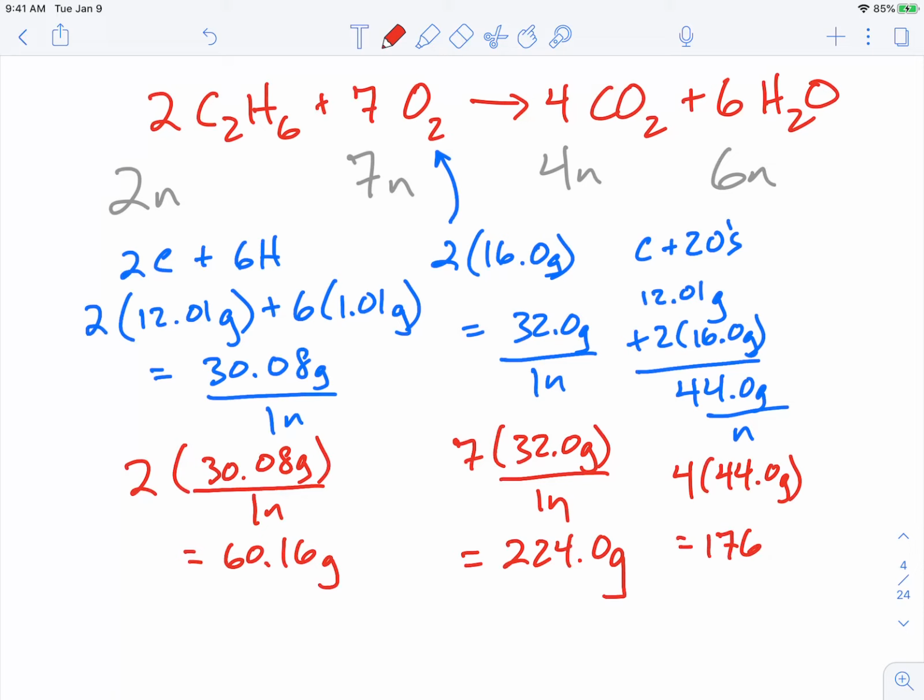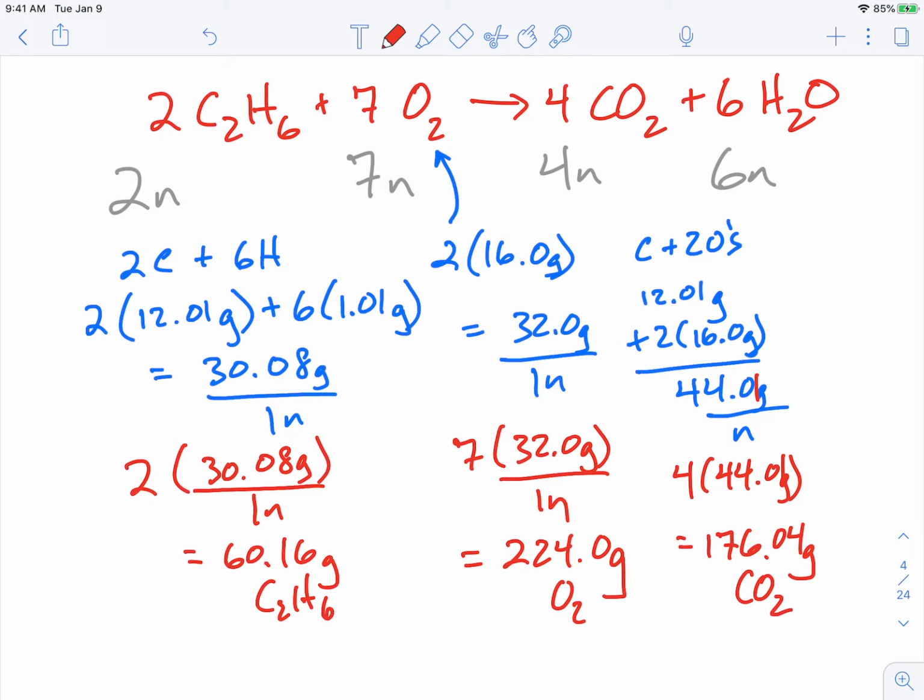176 grams roughly. I might have shortchanged myself 0.01, so this is 0.04. And so I would produce in this reaction 176.04 grams of CO2. Go ahead and label these grams of O2, grams of C2H6.